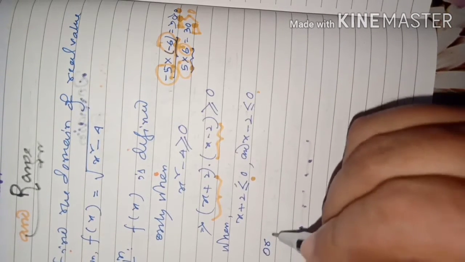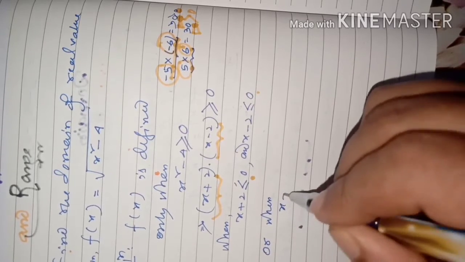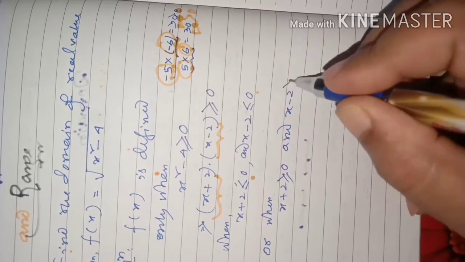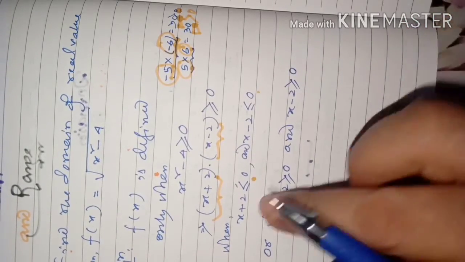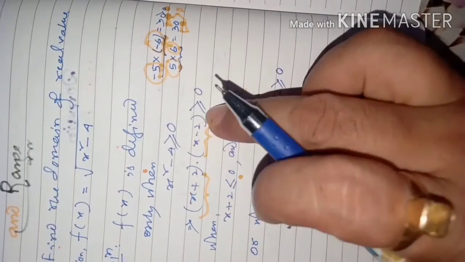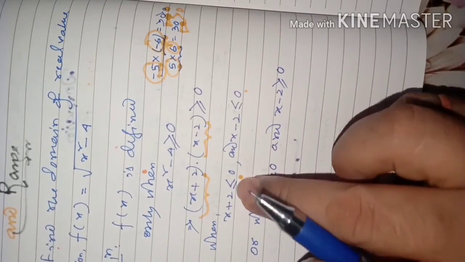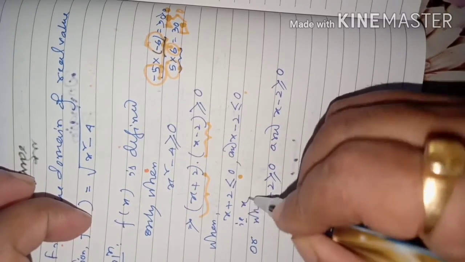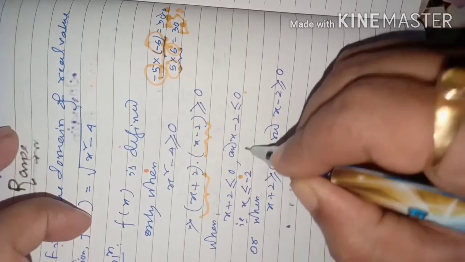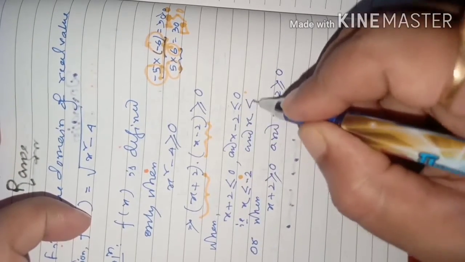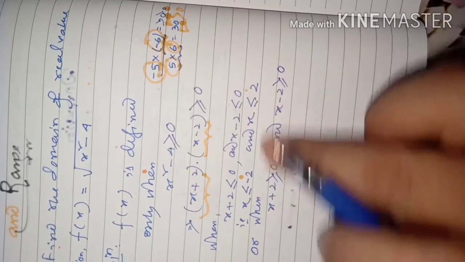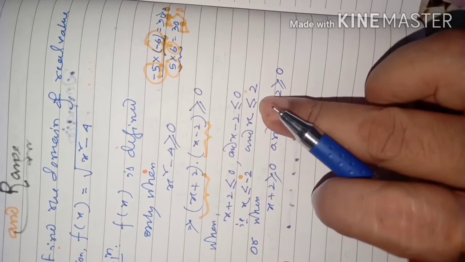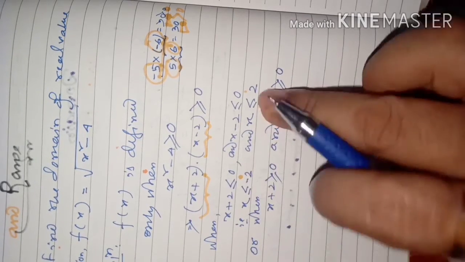Or when x plus 2 is greater than or equal to 0 and x minus 2 also is greater than or equal to 0, at that time this product will be greater than 0. From this, what can you say? That means from here we can say x is less than or equal to minus 2 and x is less than or equal to plus 2. When you combine both these sets, x less than or equal to minus 2 and x less than or equal to plus 2, what does this represent?